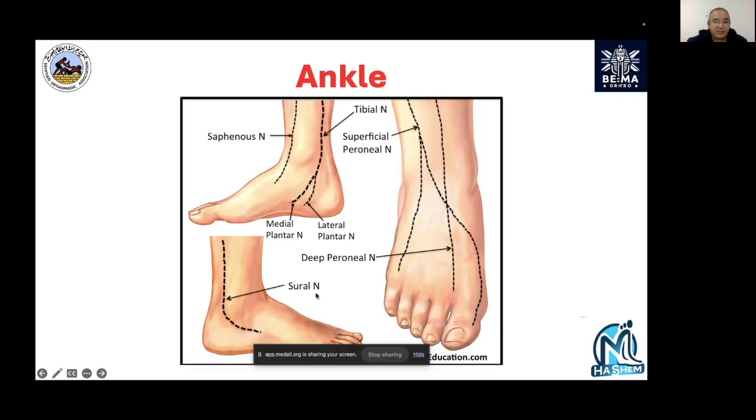the first web space. The sural nerve goes along the lateral border of your Achilles tendon, then it moves here just a few centimeters above the tip of your lateral malleolus, then it goes from here until it becomes the lateral dorsal cutaneous nerve.